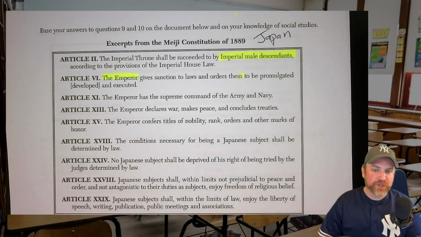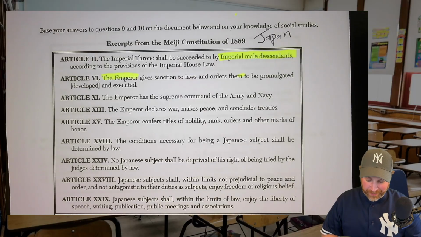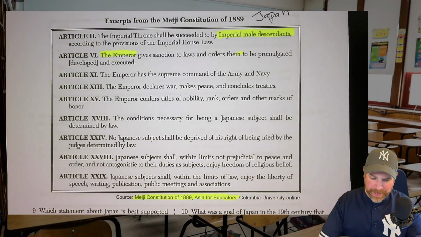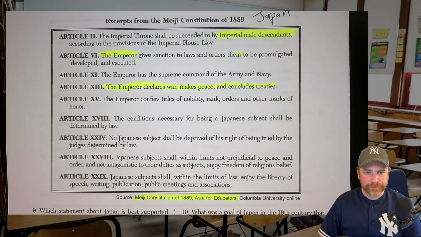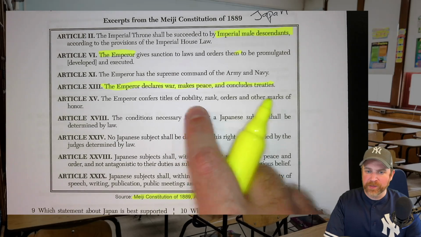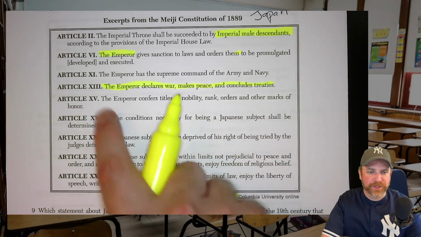The emperor has the supreme command of the army and navy, right? So kind of like commander-in-chief. Sounds like an idea that maybe America had, right? The emperor declares war, makes peace, and concludes treaties. The emperor confers titles of nobility, rank, orders, and other marks of honor.